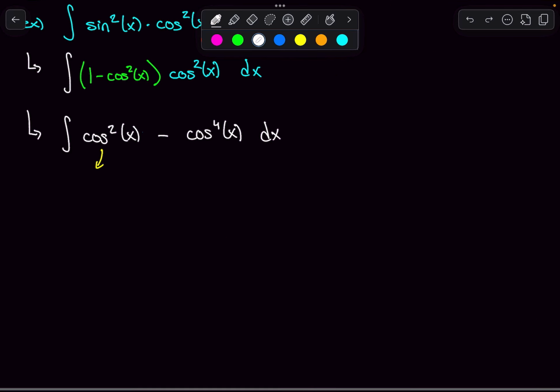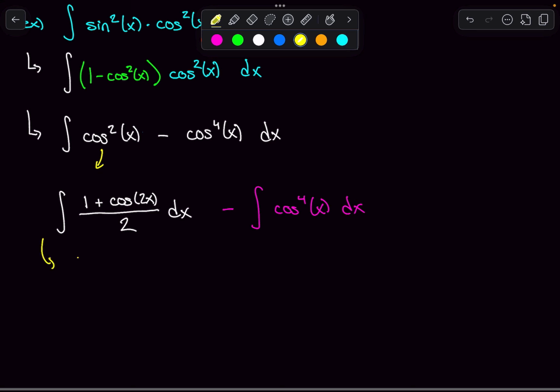So I'm going to write this as two separate integrals for now. I'm going to write this as the integral of 1 plus cosine of 2x all over 2 dx. And then for now, I'm just going to shelve the idea of minus the integral of cosine to the fourth of x dx. I'm just going to put this off to the side over here. Okay, so let's deal with the one on the left. Now, thankfully, the one on the left just splits into the integral of 1/2 dx plus the integral of 1/2 cosine of 2x dx.